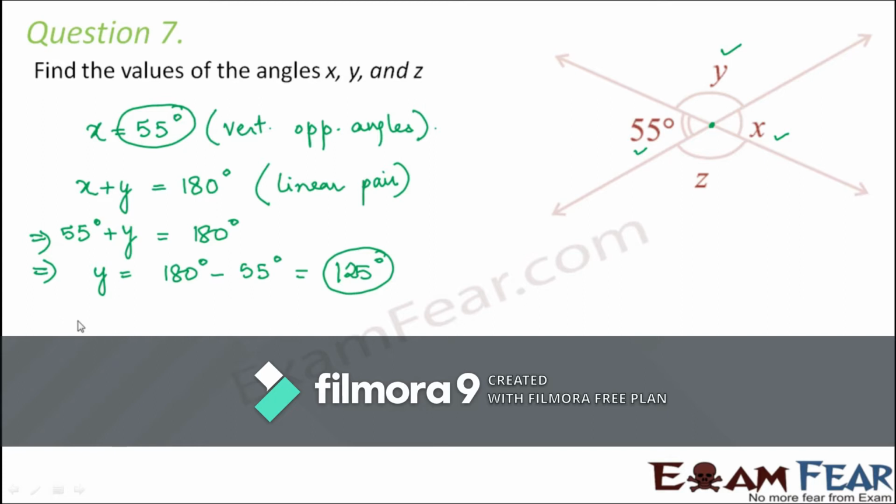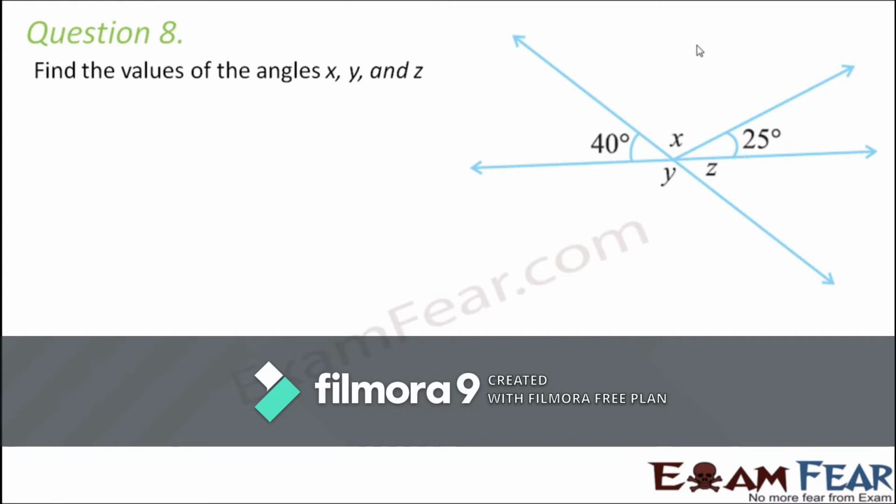What would be z? Now again, z will be equal to y because z and y are vertically opposite angles. So z will be equal to y, which is equal to 125 degrees, because again these are vertically opposite angles. So you see, just keeping in mind the properties, you can actually find out unknown values of various angles. So this would be 55 degrees, this would be 125 degrees, this would again be 125 degrees.